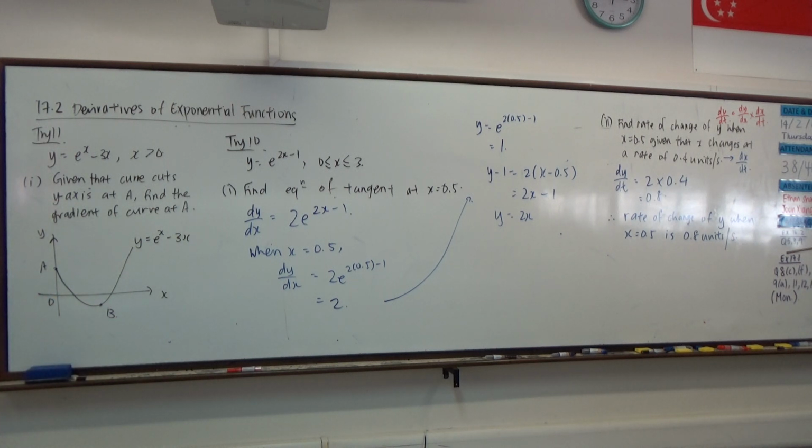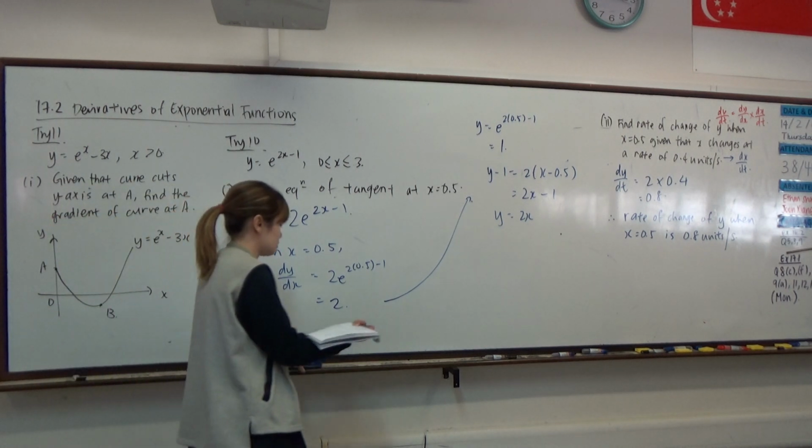Okay, so in try 11, we are given this curve with the equation y equals e to the power of x minus 3x. We are told that the curve cuts the y-axis at a point A. We want to find the gradient of the curve at A itself. Alright, so how do we do that?